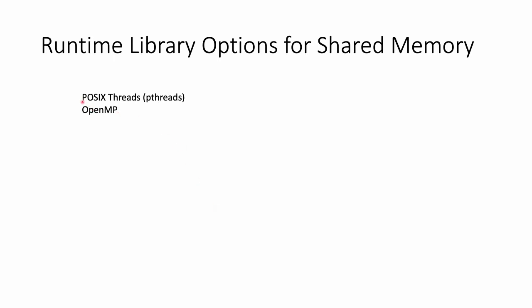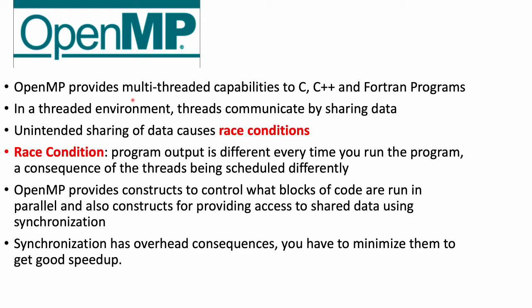The two most popular are POSIX threads and OpenMP. Today we're just going to be looking at OpenMP as it makes threaded programming very easy. OpenMP is actually built into many C, C++, and Fortran compilers. As I mentioned, in the threaded environment, the threads communicate by sharing data. This can lead to race conditions. A race condition is when you run a program multiple times and each time you run it, you get a different answer.